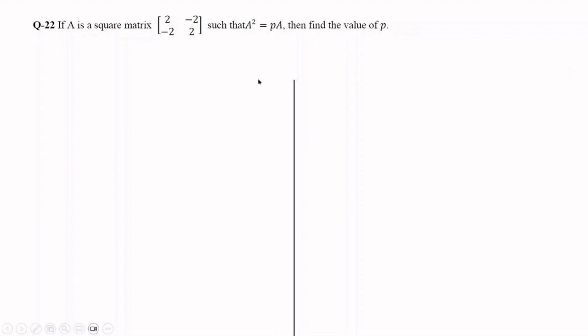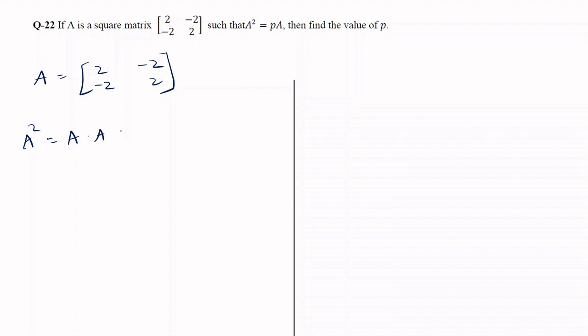Moving on to the next question. This is a question from matrices and determinants. If A is a square matrix, the matrix 2, minus 2, minus 2, 2, such that A square equal to PA, then find the value of P. So here it is given A square is equal to PA. We have to find the value of P. So first let us find A square. Given A is this 2 by 2 matrix, 2, minus 2, minus 2, 2. A square is nothing but A into A.